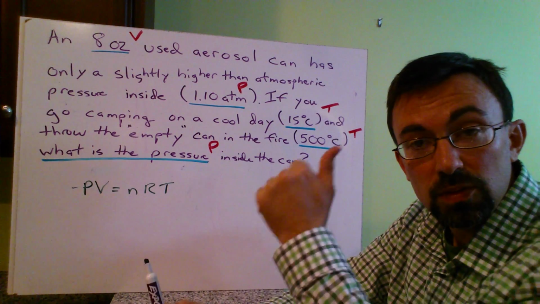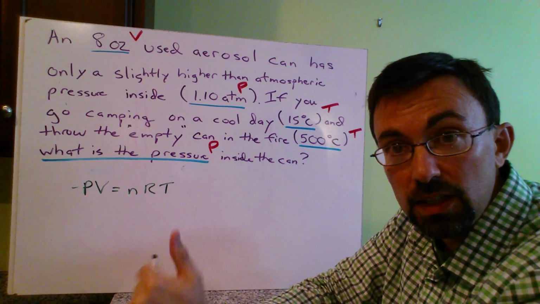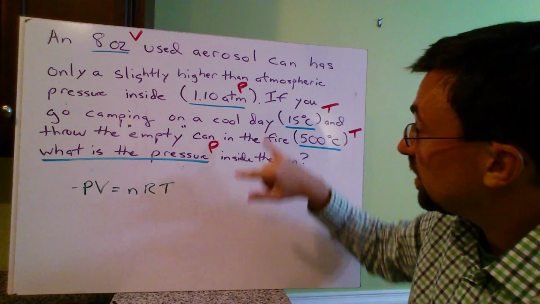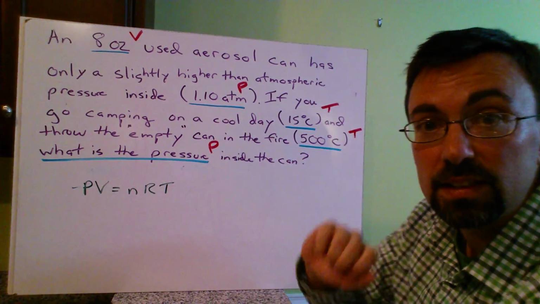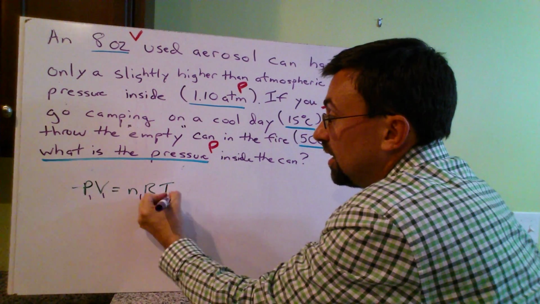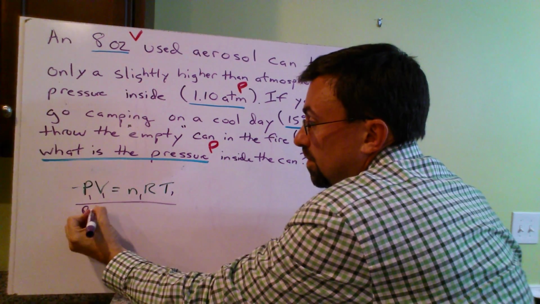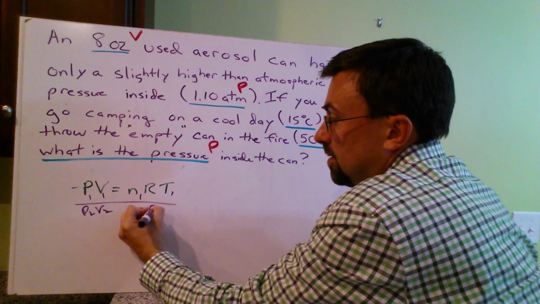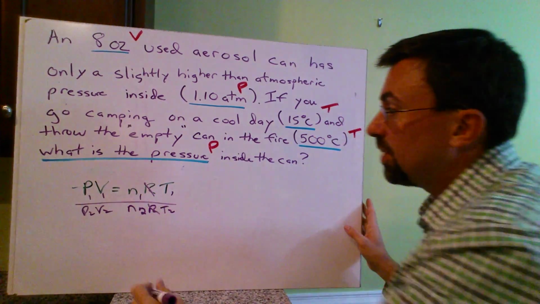Is this a simple plug into PV equals nRT? Or is this one where you have 1s and 2s? Well, I see 2 P's, I see 2 T's. That tells me right away this is one of those ones with 1s and 2s. So let's go back to what I just had on the previous board, and talk about what's going on here.